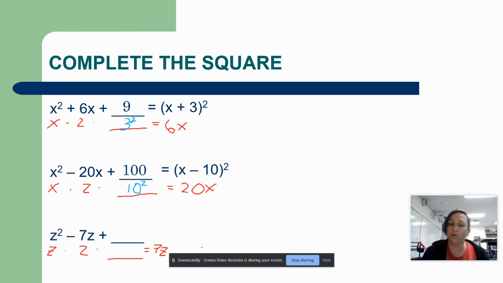So z times 2 times what makes 7z? When it's odd, basically what I do is I take the odd number and put it over 2, because then the 2 and the divided by 2 will cancel out. So 7 over 2. And then I am going to square this whole thing. So when I put it back up in the blank space, it's going to be 49 over 4. I squared both numbers, so 49 over 4 is what goes in the blank space.